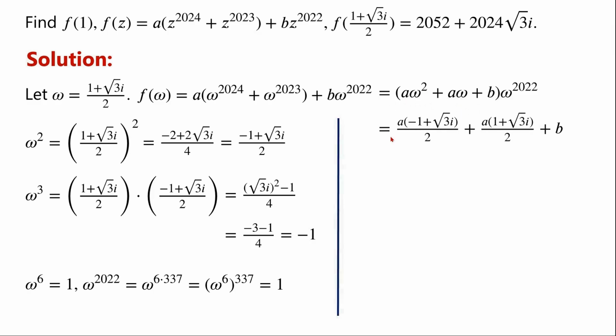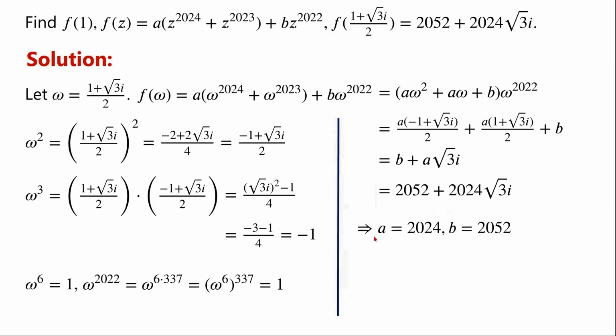We can now write that this equals a times negative 1, plus root 3i, all over 2, plus a times 1, plus root 3i, all over 2, plus b. This can be simplified to b plus a times root 3i. This equals 2052, plus 2024 root 3i. Since a and b are real numbers, a equals 2024, and b equals 2052.